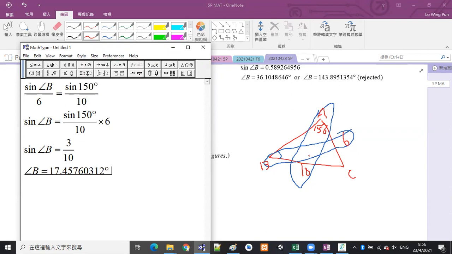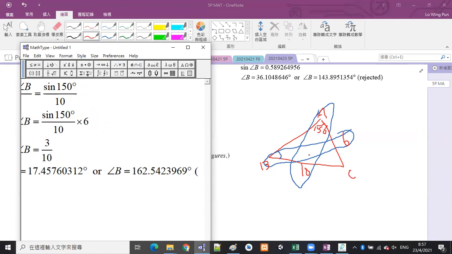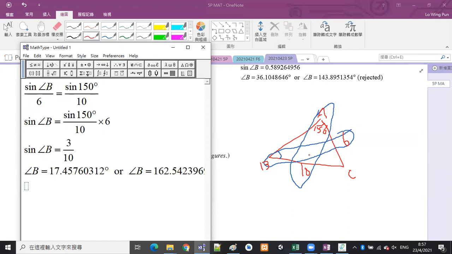Or 180 degrees minus this angle should be 162.5423969 degrees. Okay, but obviously, when you add this angle with the given angle, it is much larger than 180 degrees, right? So this one should be rejected. There is only one possible case. Okay, angle B is like this.